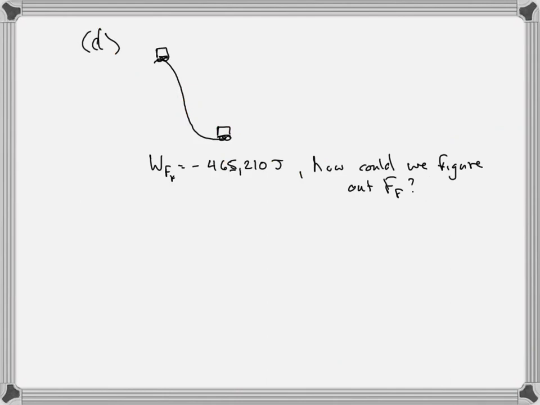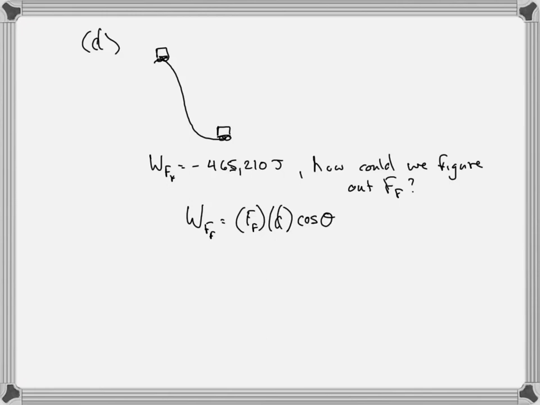So the last question I want to ask is, if I know the work done by friction now is this, how could I use that to figure out the frictional force? In order to figure out the frictional force, I would have to use the definition of work. The work done by friction is the magnitude of the frictional force times the displacement times the cosine of the angle between them. But now what displacement is this?